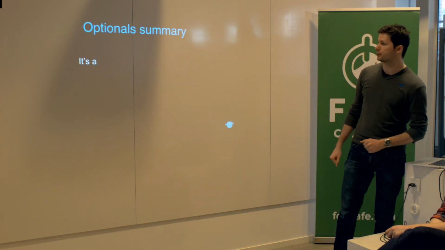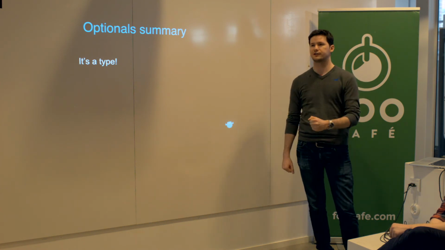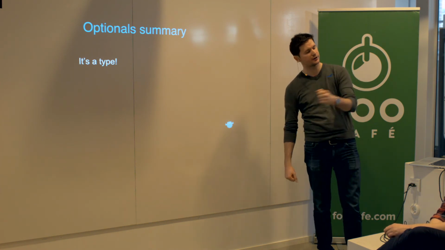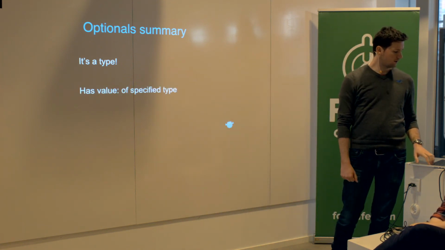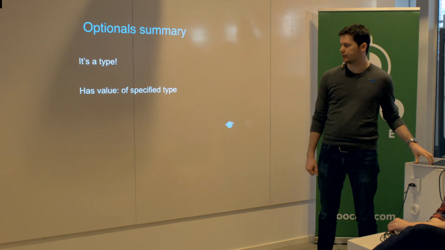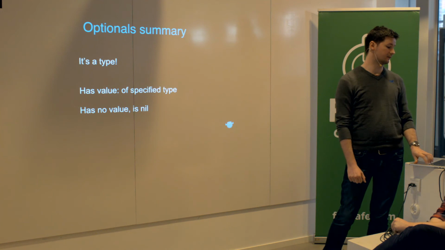Just to summarize optionals, it's a type. Remember that. The optional itself is a type, and it contains a value or it doesn't contain a value. If it has a value, it's of a specific type that's defined. Or it's nil.